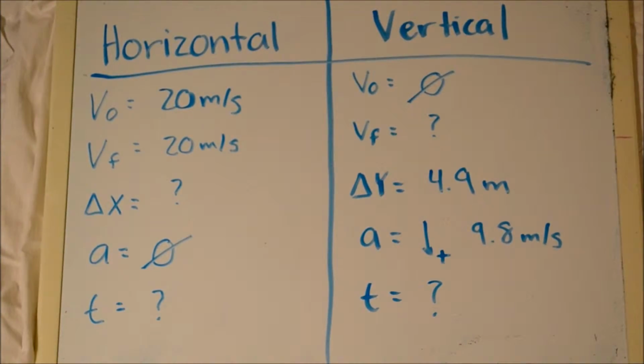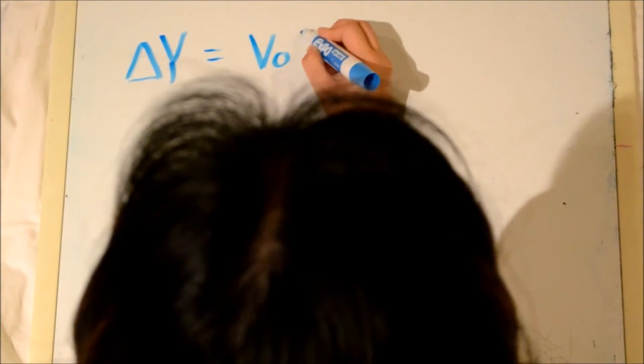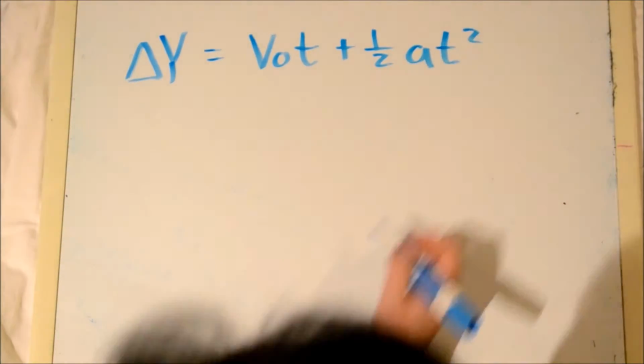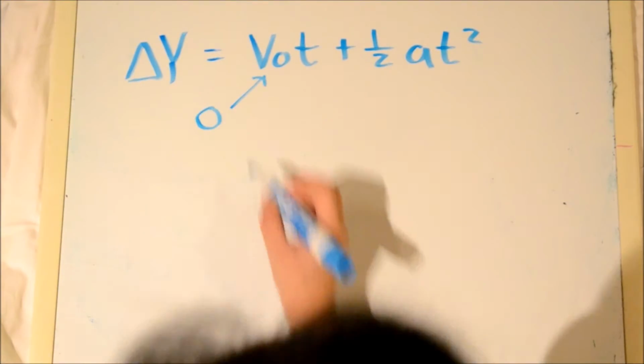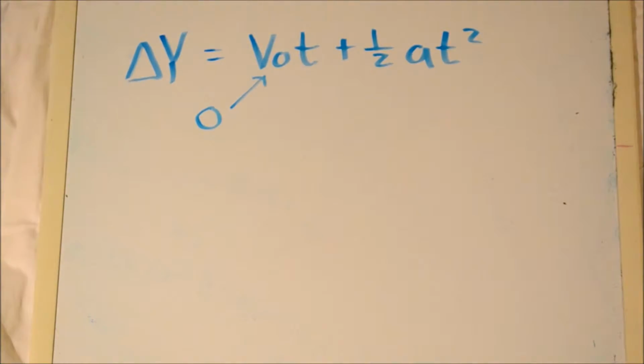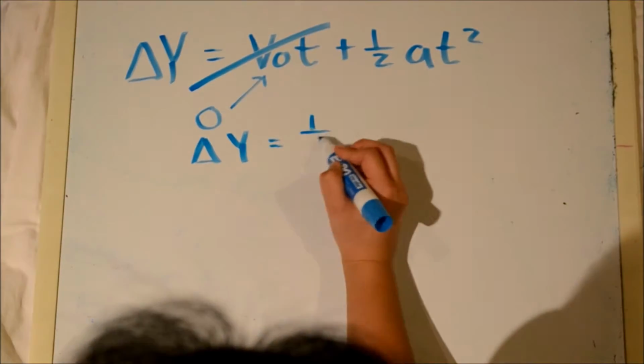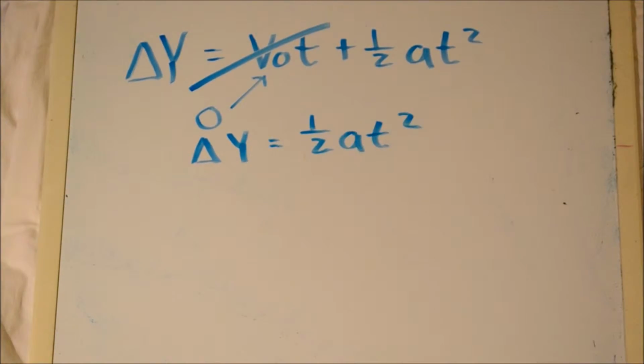Looking at the variables we have here, we can see that our second kinematics equation applies, where the change in y is equal to the initial velocity times the time plus 1/2 times the acceleration times time squared. Now we know that our initial velocity is 0, and anything multiplied by 0 is 0, so we can take out the first half of our equation, leaving the change in y equal to 1/2 times the acceleration times time squared.